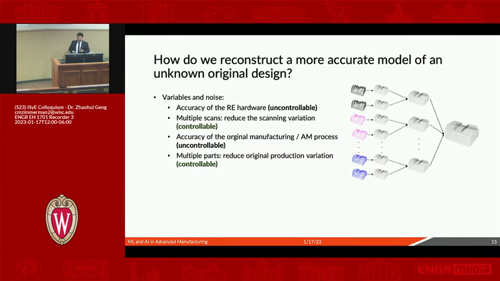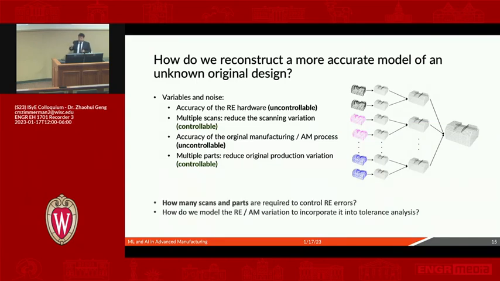So the idea is quite simple. And also, if that one is a success, then our next question would be how many scans and how many parts we need, so that we can reach some of the practical considerations about these reverse engineering projects. Right? And the other one is how we can model these variations. If there's an unavoidable variation, how can we model these variations and incorporate that into the process planning for remanufacturing systems?